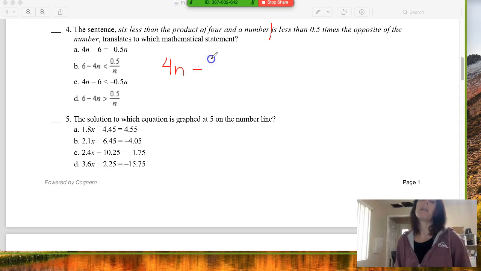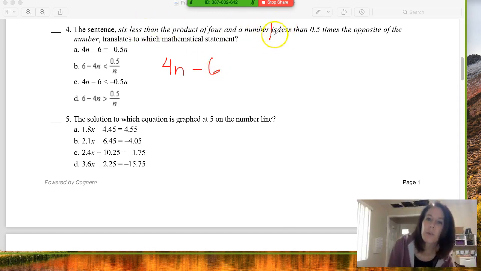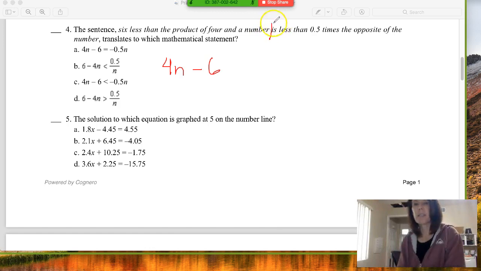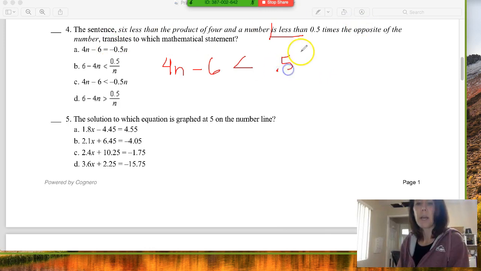So let's go 4n minus 6. Okay, 4 and a number, the product of it means multiply. So 4 times that number, n, and then subtract off 6. You want 6 less than it. And then you have is. Usually when you see is, you think equals, but this actually says is less than. So this stuff is less than 0.5. So I want all of this to be less than, not just is, which would be equal. So this is all less than 0.5 times the opposite of the number. So the opposite of the number would be negative n.